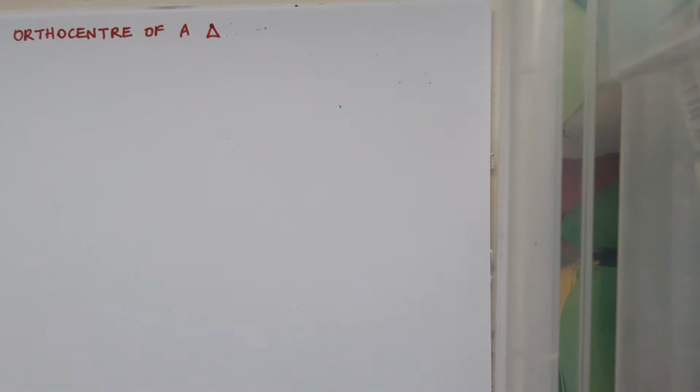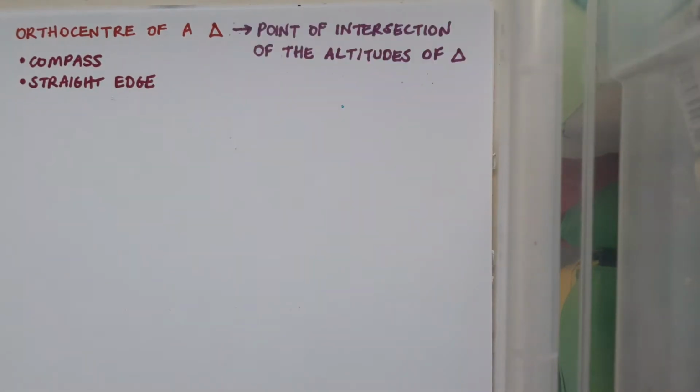I will show you how to construct the orthocenter of a triangle. You'll need a compass and a straight edge. The orthocenter is the point of intersection of the altitudes of the triangle. And this construction uses construction number 4 as part of it.